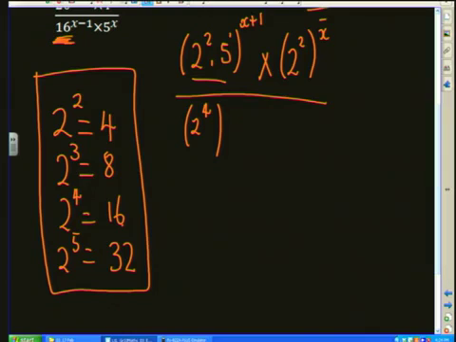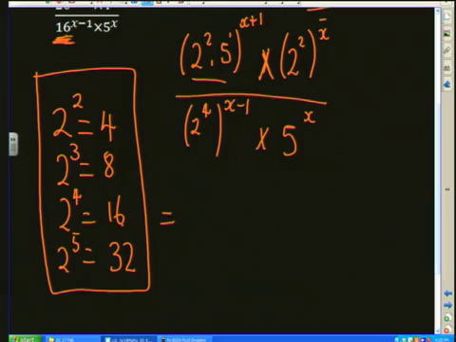Okay, so that's 16, 2 to the 4 to the power x minus 1. That goes outside my bracket. And then that's times by 5 to the x. 5 is already in its prime form, so we don't have to do anything more to it. All right. Now, because we're dealing with multiplication of exponents, what is the next step?